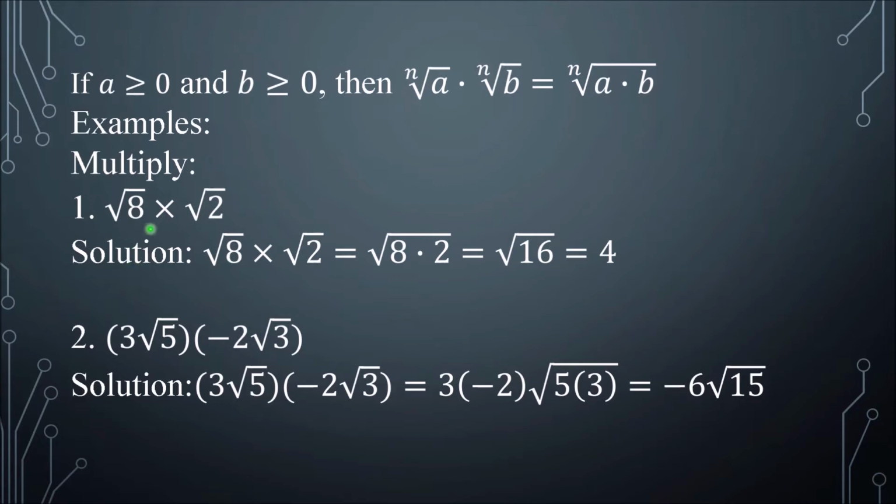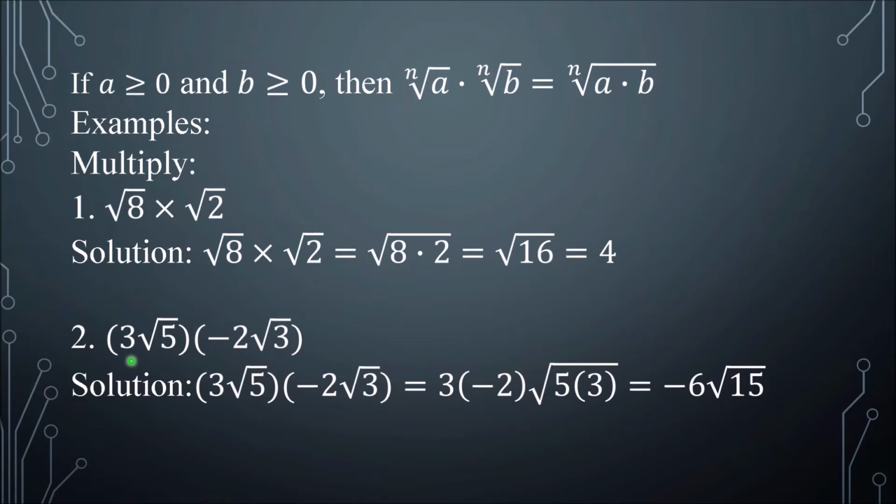Example, square root of 8 times square root of 2. So all we need to do is to multiply the radicands. 8 times 2, so square root of 8 times 2. 8 times 2 is 16. Square root of 16 is equal to 4. So in this case, we will only consider the principal root, which is 4.